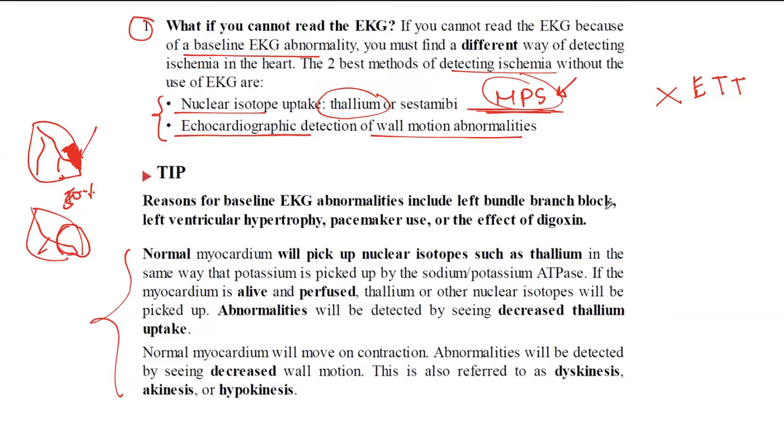Now, you've got this: if a patient has some baseline ECG abnormality, then we have the option of either doing the thallium scan, or we can do the echocardiogram. Remember, these are all stress tests. So the patient will run on a treadmill during this test. The patient will run and they will do echo. So these are called stress echo, or these are all stress tests.